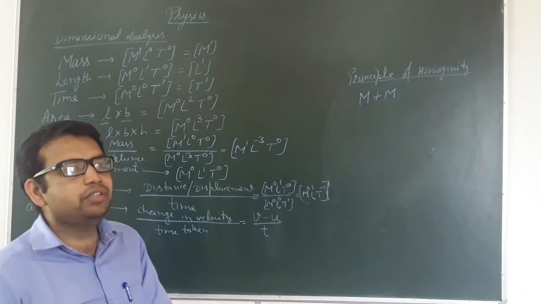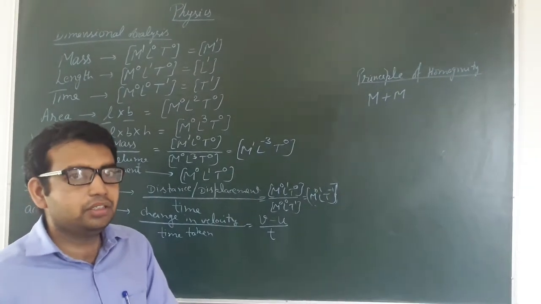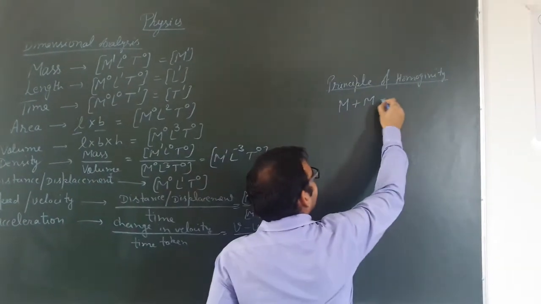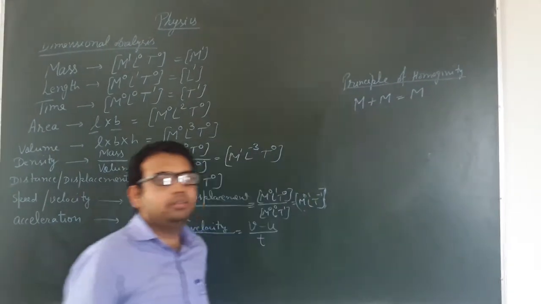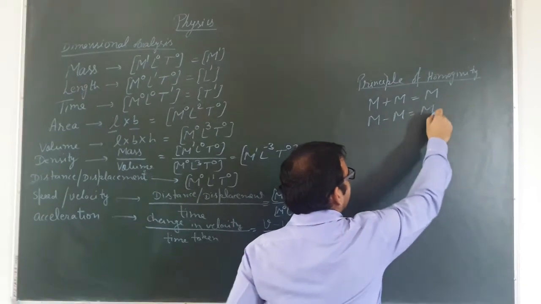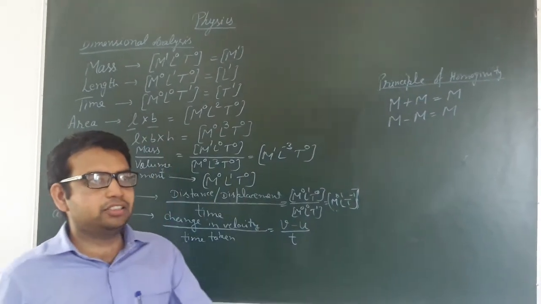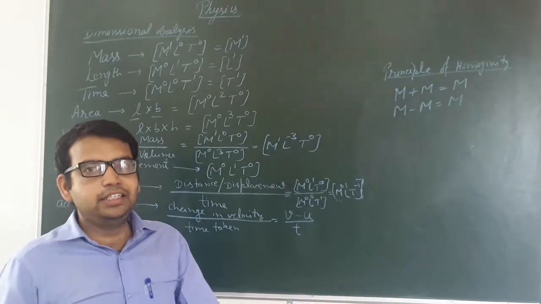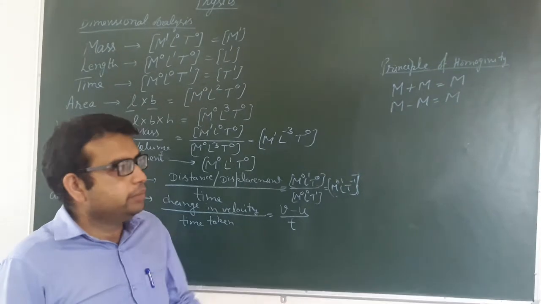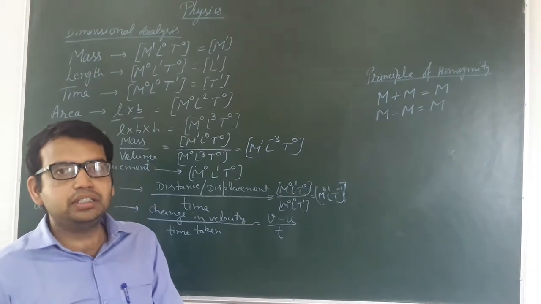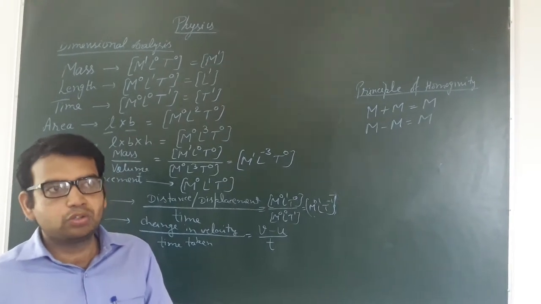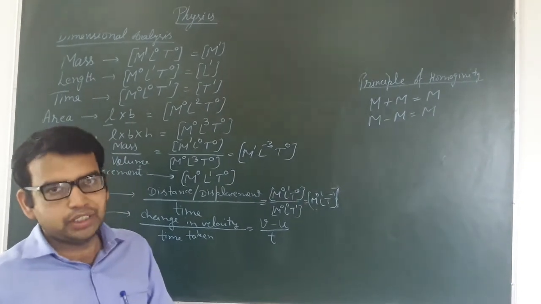And what will remain? If I add 10 kilogram plus 5 kilogram, then 15 kilogram remains, which means only mass remains. So if we add mass to mass, mass will be there. And if we subtract mass from mass, mass will be there. Like subtracting 3 kilogram from 10 kilogram, 7 kilogram remains, which means mass remains. In dimensional analysis we only consider that mass remains. We are not concerned about the magnitude of that quantity.